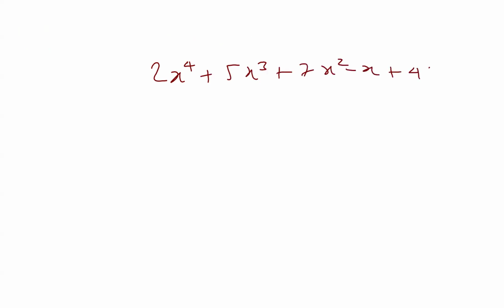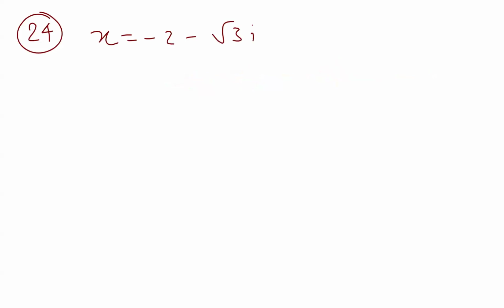Question number 24. Given the value of x is minus 2 minus root 3i, you are supposed to find out the value of 2x raised to 4 plus 5x cube plus 7x square minus x plus 41. Now, if you put the value of x individually over here, it will be very long and tedious to calculate. So understand the procedure for this kind of problems.